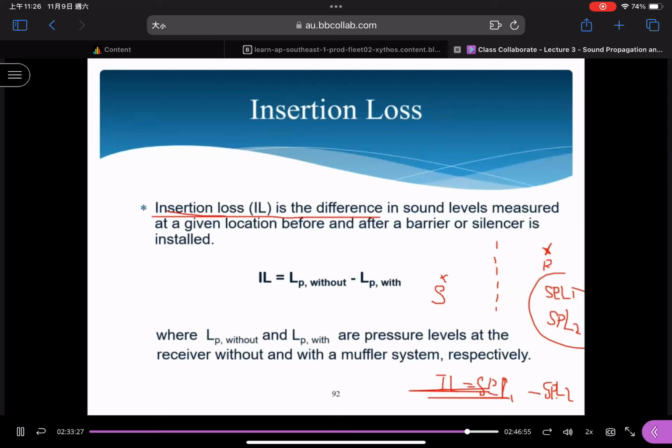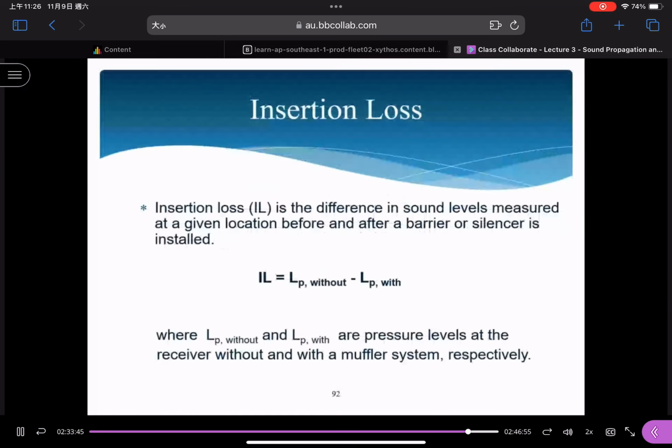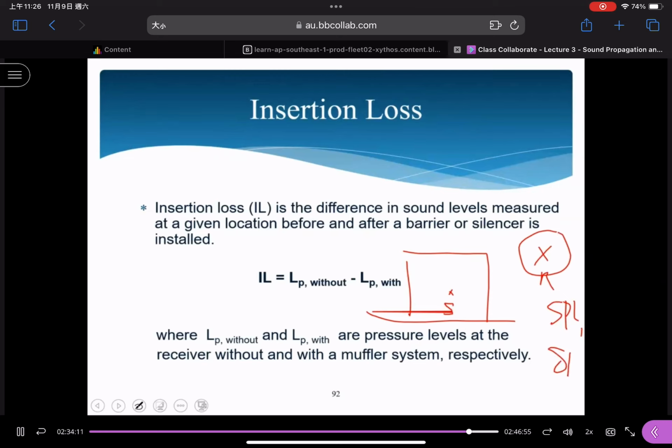For insertion loss, remember that it must be at the same positions before and after the installation of a barrier or an enclosure, okay? Another example is like this. If we want to do a cover, this is a source. We measure here, this is R. At the beginning, we measure the sound pressure level, SPL1. Now we use a cover to enclose this sound source, and we measure again at the same position. We get SPL2. Insertion loss is still the same, SPL1 minus SPL2, okay? We are talking about the same positions. This is what we call the insertion loss.